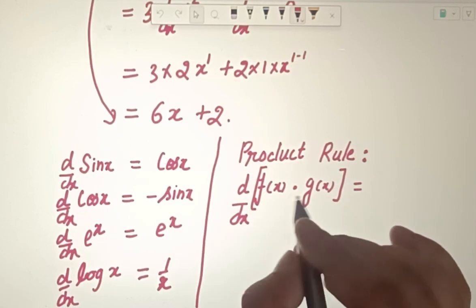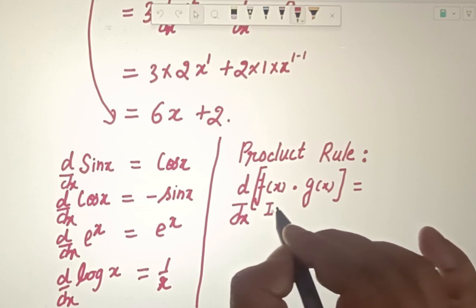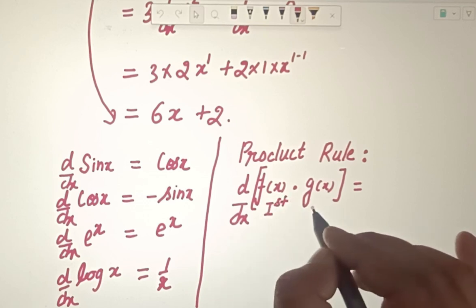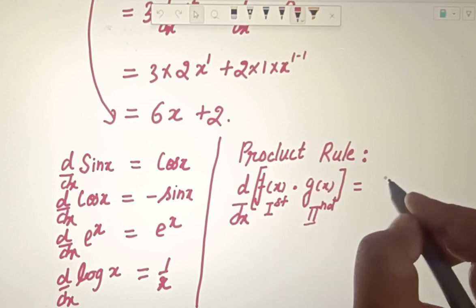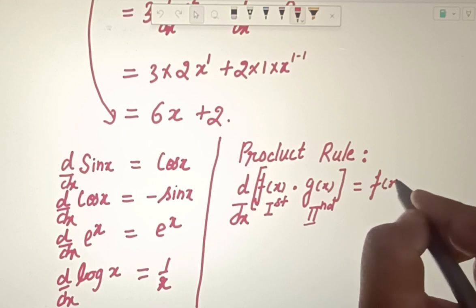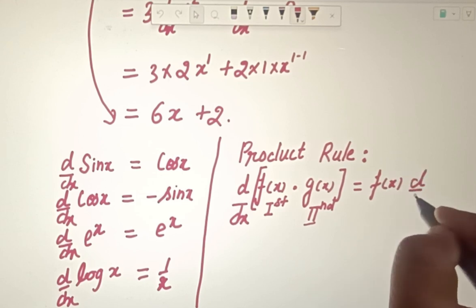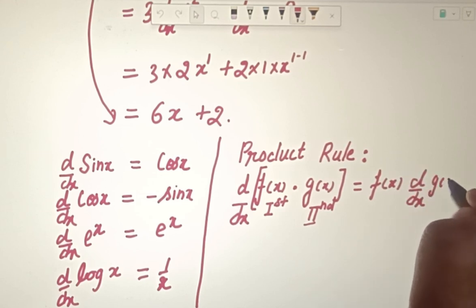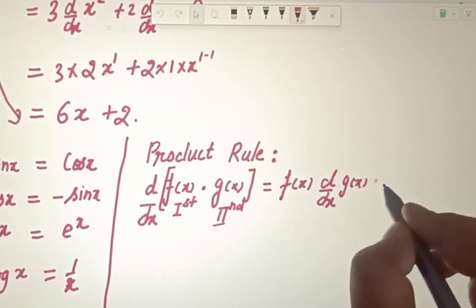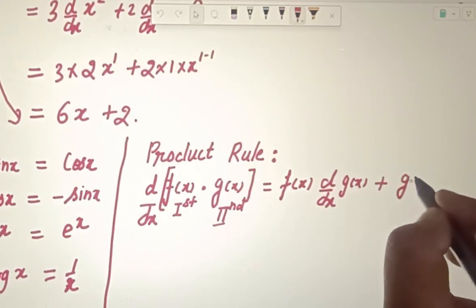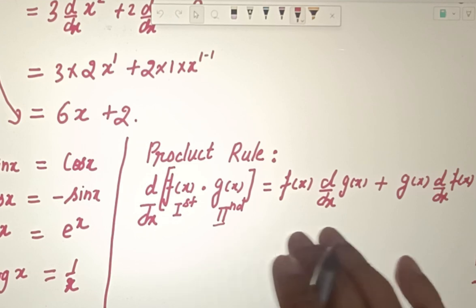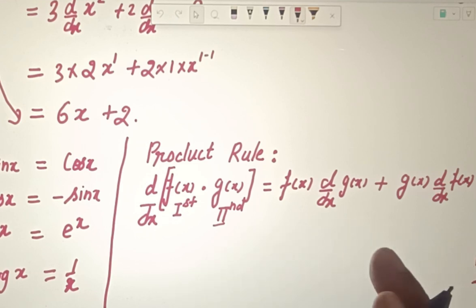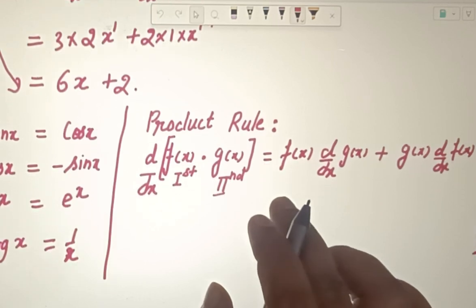There are two functions, so one will be considered as the first function, and the second one will be considered as the second function. I am going to write here the first function times the derivative of the second function, plus the second function times the derivative of the first function. The working methodology is very simple. Remember this point.